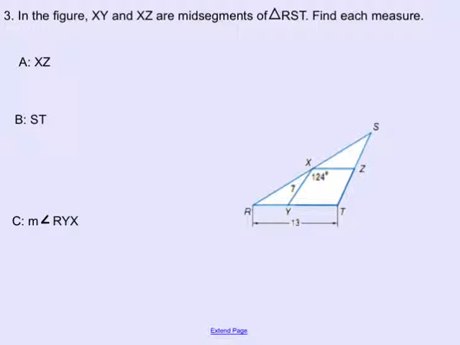Next, let's take a look at this. Number 3. In the figure, XY and XZ are the midsegments of RST. Find each measure. So let's start by calculating out XZ. So I notice that XZ connects two midpoints. So that means that this line is parallel to this line. I also know that this length right here has to be half the length of the side that it's parallel to. So XZ is going to be equal to 13 divided by 2, or 13 times 1/2, and that's 6.5.